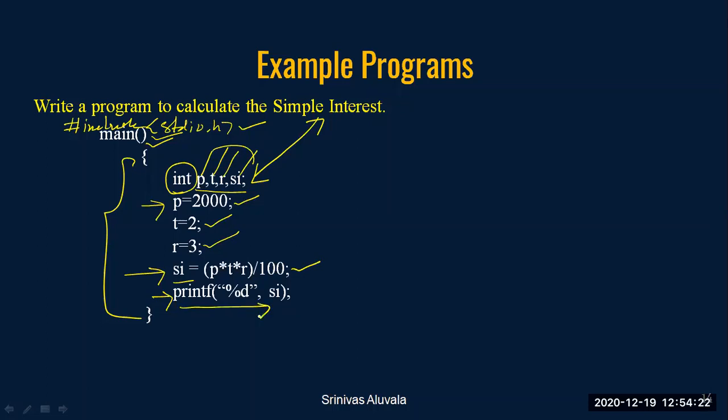Then I'm giving you the output: simple interest for 2000 with a time period of 2 and a rate of interest 3, and %d is given within the printf inside the inverted commas to give the value which is present in si. What kind of value? An integer type of value. This is how I write a program in C to find the simple interest.